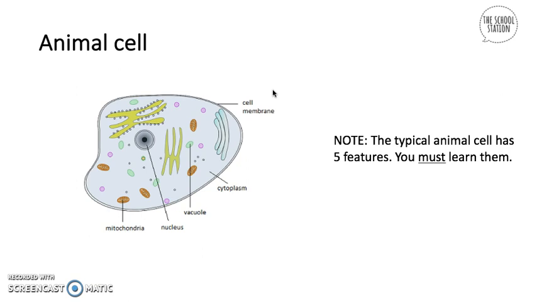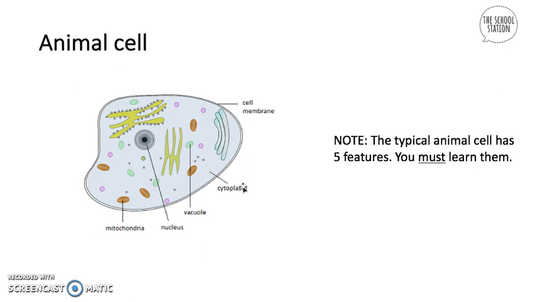Next is the cytoplasm. The cytoplasm is a liquid gel in which the organelles are suspended and where most of the chemical reactions needed for life take place. So this is also a very important part of the animal cell. The next thing we have is a vacuole. This is actually not usually in an animal cell, so we're not really going to learn about this because vacuoles are not usually in animal cells.